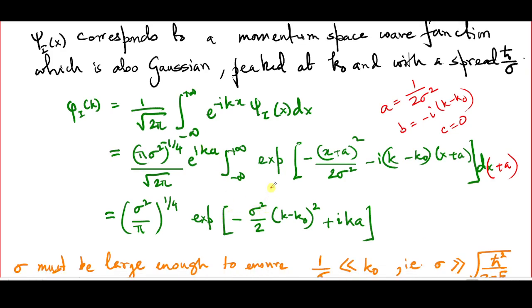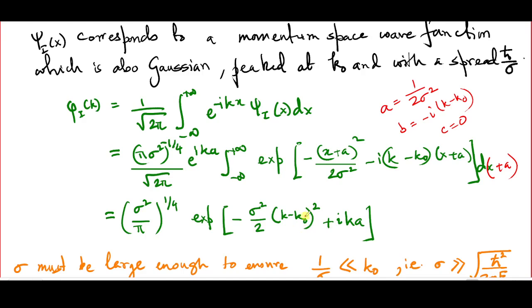to be exponential. There is a b square by 4a term, and once you calculate this, you get minus sigma square by 2 (k minus k0) whole square plus the i k a, which was outside, and the overall normalization constant after the cancellations works out to be (sigma square by pi) to the power 1/4. Note that this is a Gaussian centered at k0 and with a width given by 1 over sigma.